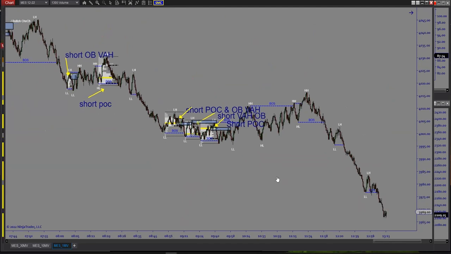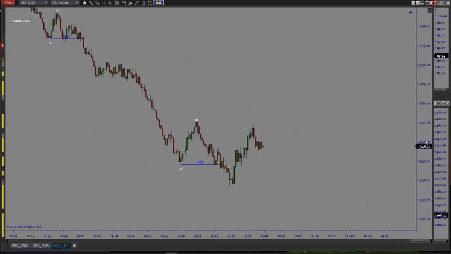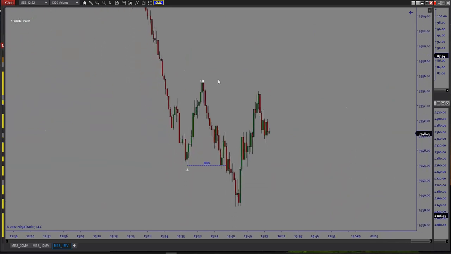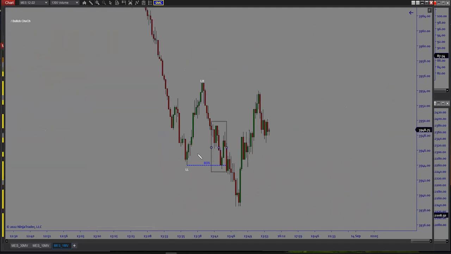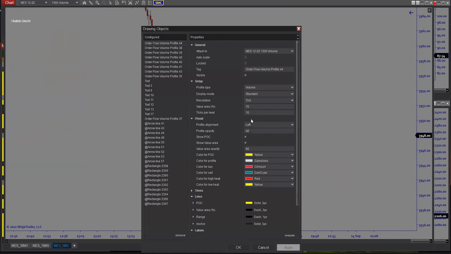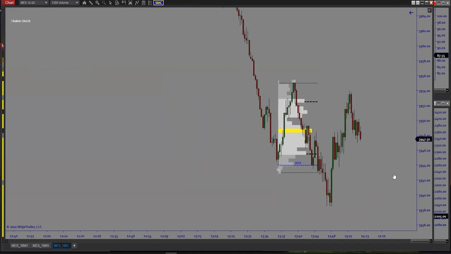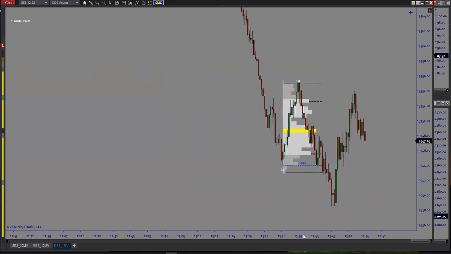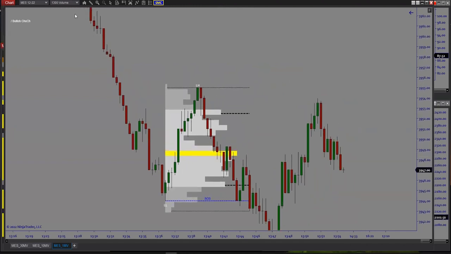Could you have gotten long? Sure. I'm just not really interested. Let's take a look at what just happened. This is the last real-time order block that just happened in real time. Let's take a look where that value area high is. Let's draw this profile down a little bit. You could have got a little bit of a scalp off the POC, but I'm more interested in the order block.